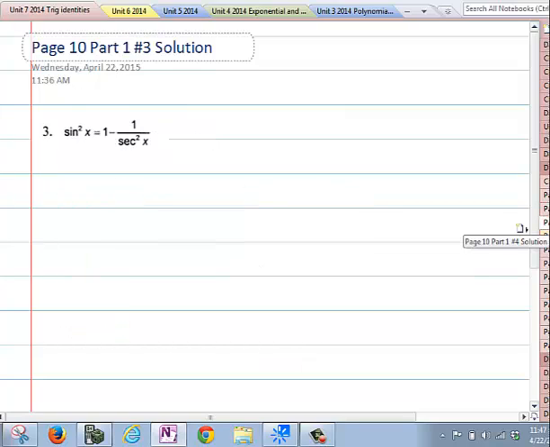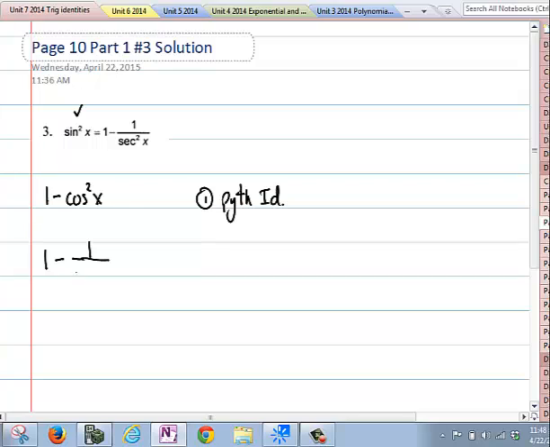Moving on to the third one. I'm going to work with the left side, and I'm going to replace sine squared of x with 1 minus cosine squared of x. I'm just trying this out, I'm going to see if I can make this work. The reason for this is the Pythagorean identity. There are other ways to do this. You could work with the right side as well, but I'm going to use this. My next step is I'm going to change cosine squared of x to 1 over secant squared of x. And the reason for that is I used a reciprocal identity. So that checks out.